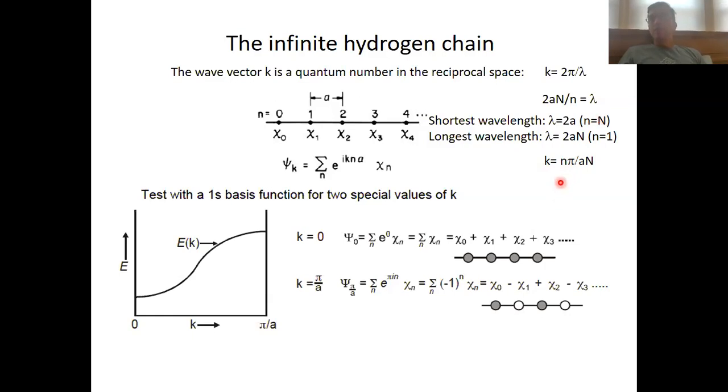And well, in this case, k would be equal to pi over a. So that is the greatest possible value k can adopt. Okay, so the smallest possible value is just 0 when n is equal to 0. Okay, so that means that all our crystal orbitals are associated with wave vectors k that can vary in value between 0 and pi over a.